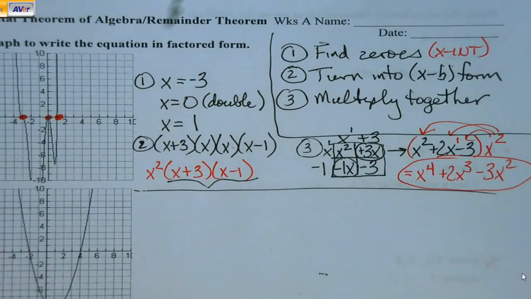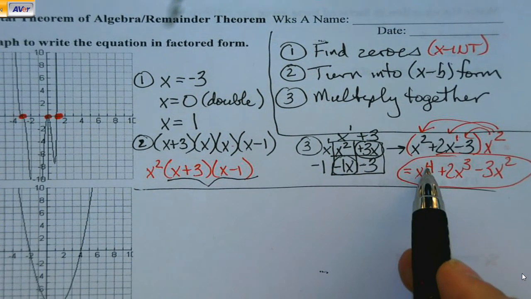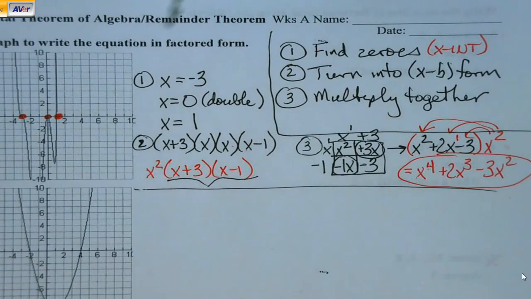And I've got my binomial in its completely worked out form. Now, here's the other thing that I'd start making connections with what we did yesterday. When I get to the end, I should have a little clue on my head what degree it should be, because my degree is going to match the number of zeros that I have.